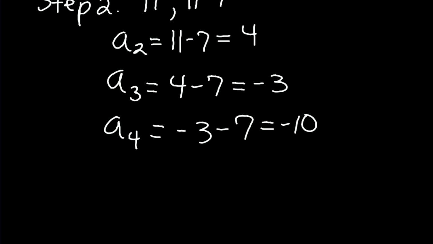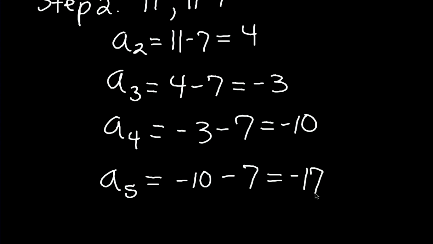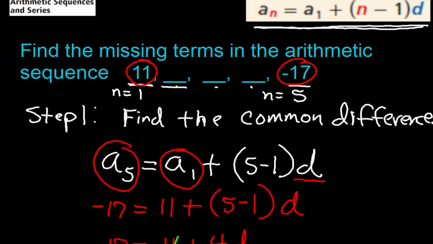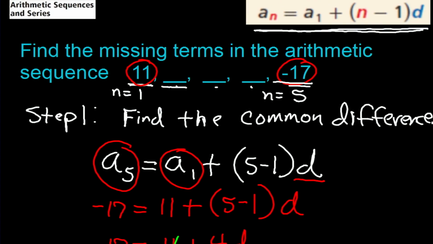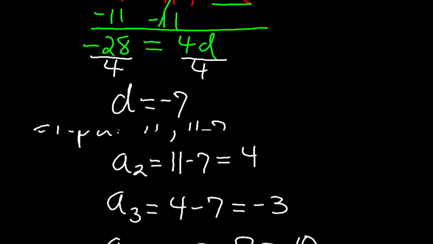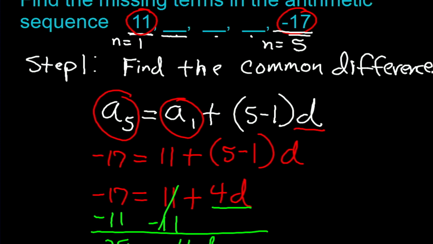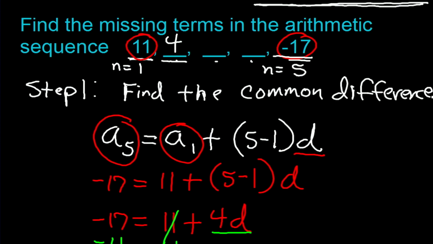And then let's do a little check here to make sure we're right. The fifth term, which I was given a minute ago: take a sub 4, negative 10, subtract off my common difference, and that is negative 17. Now let's go back and check our original problem, which says that's what the fifth term should be. So I'm going to end up with 11, then the next term was 4, and then the next term was negative 3, and the next term was negative 10, and then finally, the last term was negative 17.